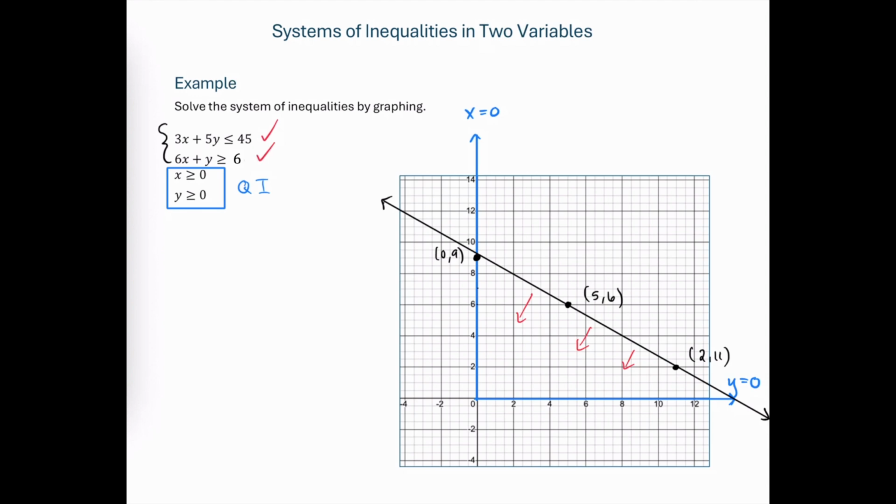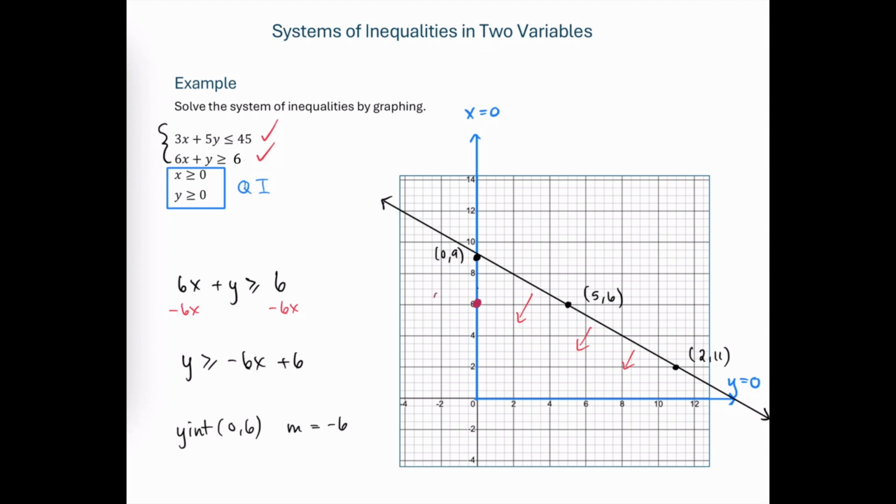So now we know where the solution to this inequality is. Let's now find the solution to the last inequality. I'm going to leave the inequality symbol in the computation again, instead of actually changing it to an equal sign. We'll solve it for y by subtracting 6x from both sides to get that y is greater than or equal to negative 6x plus 6.